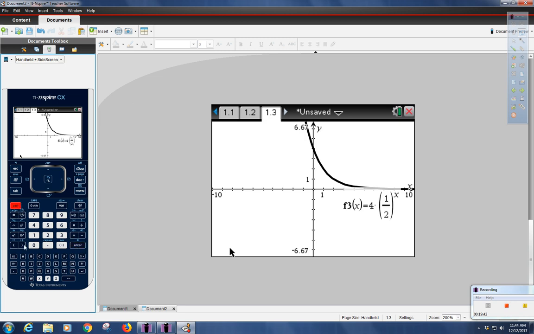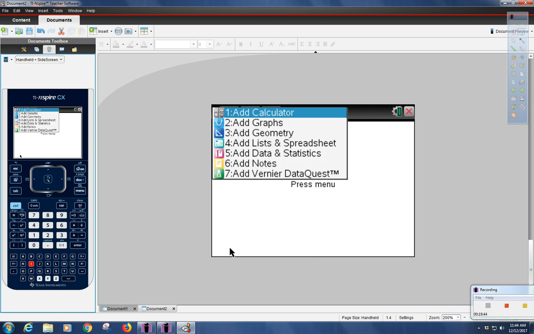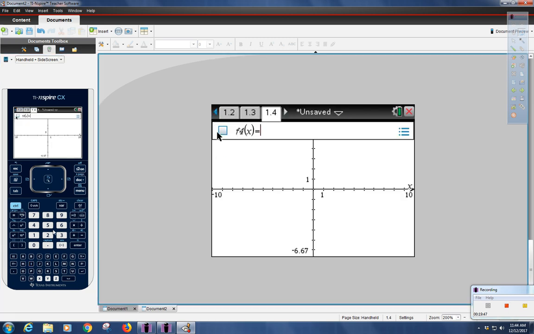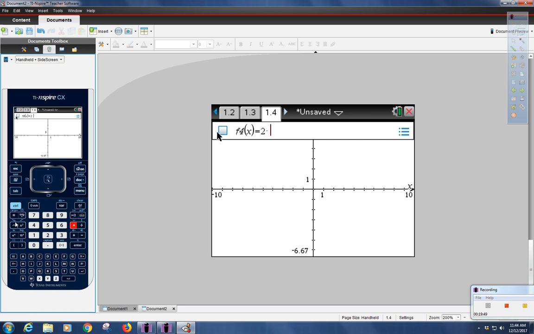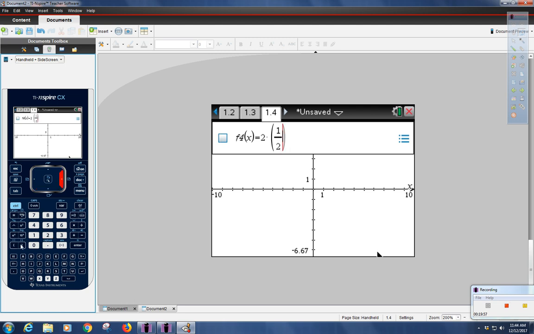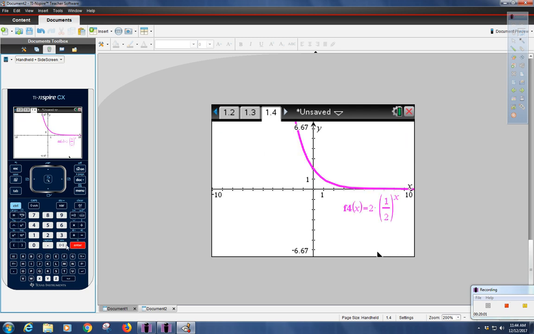If I go to number 71, it is 2 times, open parentheses, control divide, 1 over 2, close parentheses, caret x, and that would be the graph for number 71.